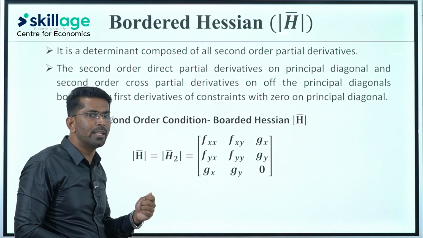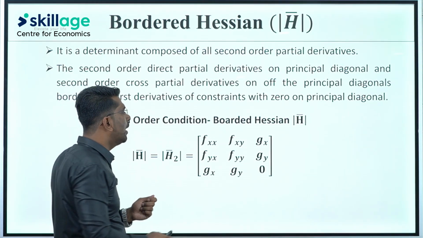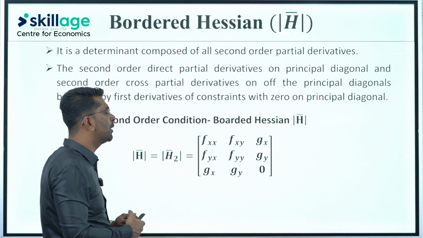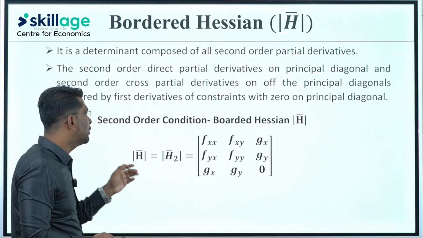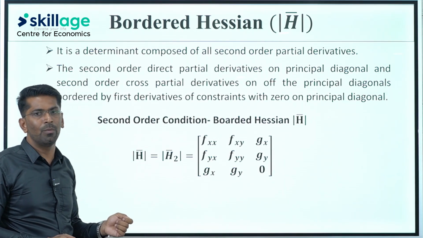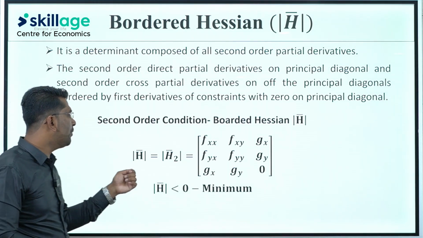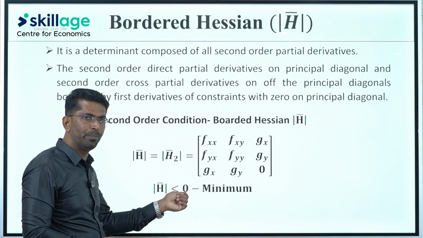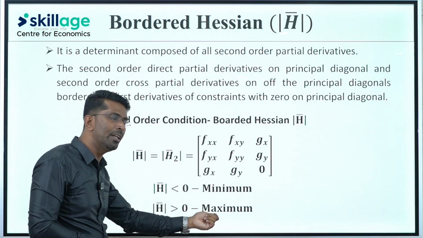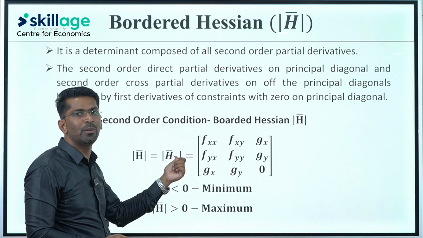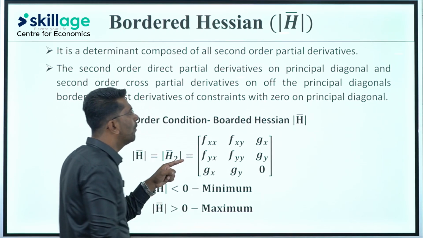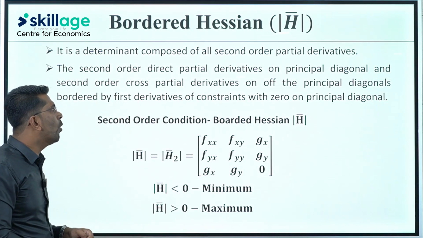So how does the bordered Hessian matrix differ from the Hessian matrix? The Hessian matrix is bordered by the first order partial derivatives, with respect to x and y, of the given constraint. Now, on the basis of this bordered Hessian determinant value, we can interpret the result. If the Hessian determinant is less than 0, then it is the condition for minimum. If the Hessian determinant is greater than 0, then it is the condition for maximum. This is also denoted as H2 because it is a 2 variable case, which is bordered with the first order derivatives of the constraint. So now this is the bordered Hessian.